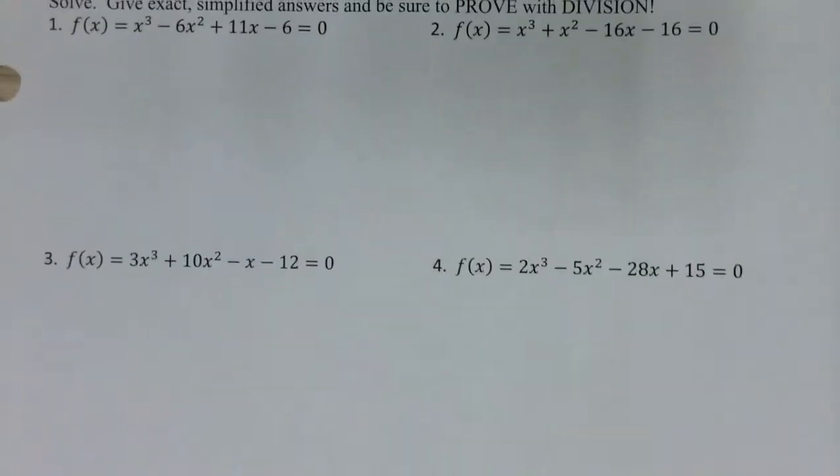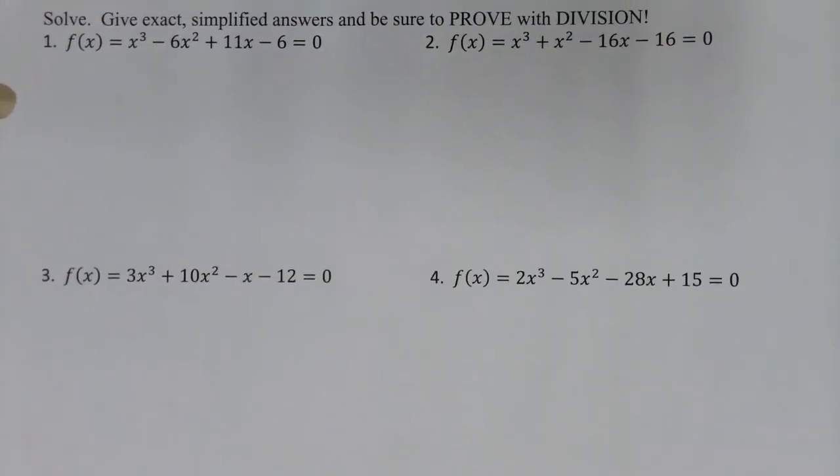All right, turn the page and take a look at our 4 examples here. The reason it says using graphing and polynomial division is because it's not always going to be obvious what factor I need to plug in there. For example, in our previous example, we were just given x minus 3. Well, they didn't give us any factors here. They just said to solve, give exact, simplified answers, and prove it with division.